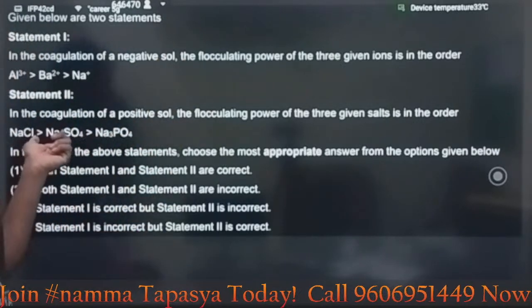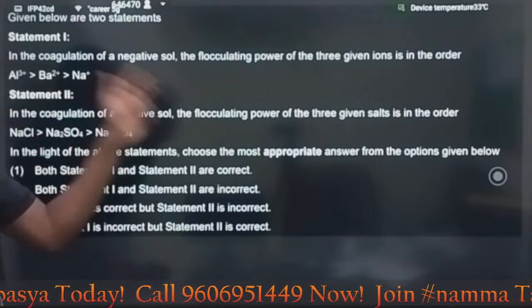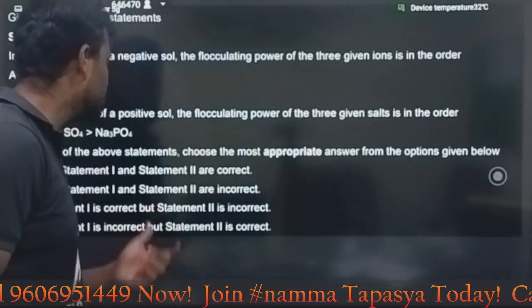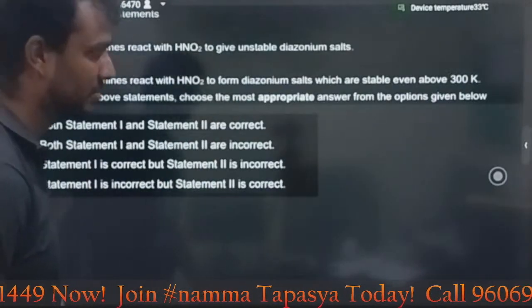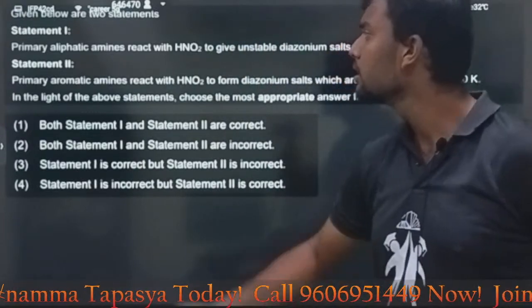If you calculate this, Na plus is plus 1, here it is plus 2, plus 3. That is reverse now. Very simple, basic question. Statement 1 is correct, statement 2 is incorrect. That's why the answer is option C. Very simple. Option C. Next question.